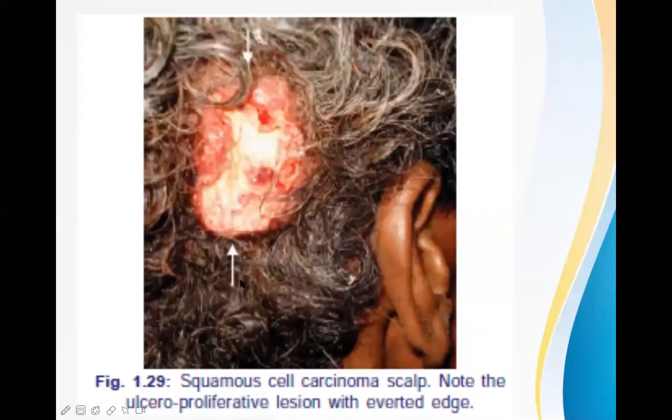Now, this is a squamous cell carcinoma of the scalp. By inspecting this type of ulcer, many doctors or medical students will think about malignancy, because look at the size of this. Okay, look at the irregularity of this ulcer. These are heaped up margins or rolled over margin, which is called everted edge. This is a typical feature of squamous cell carcinoma of the skin. In this case, it is in the scalp.